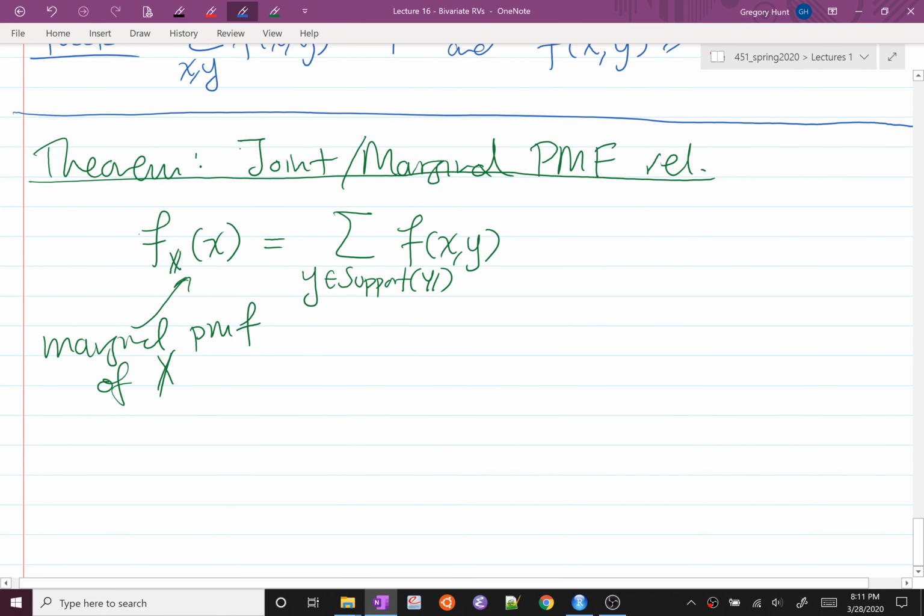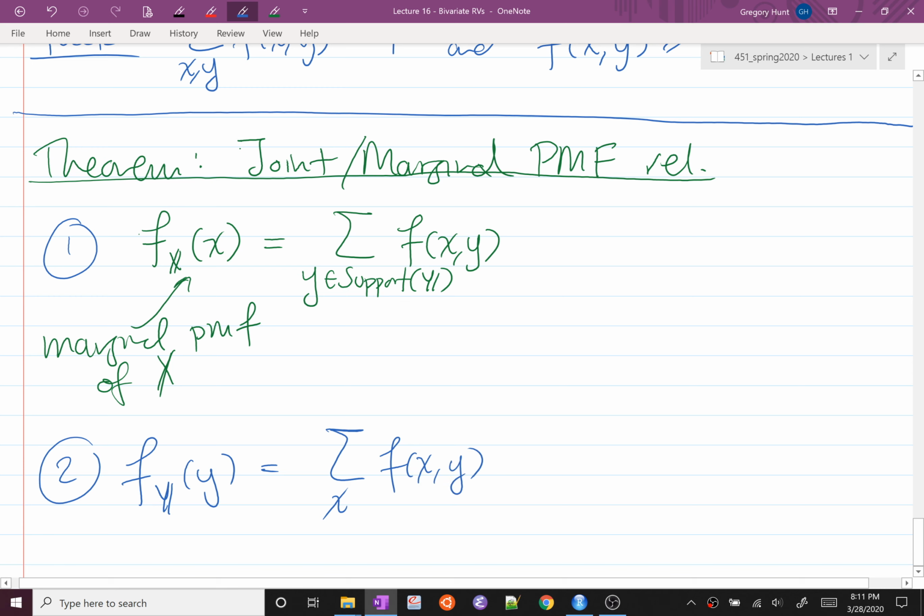And similarly, as a 1, 2, if I want the marginal of Y, what I can do is sum over all possible values of x of the joint. So if I want the marginal of Y at some value little y, I fix that little y and I sum the joint over all possible values of x, with that fixed value of y plugged into my joint PMF.